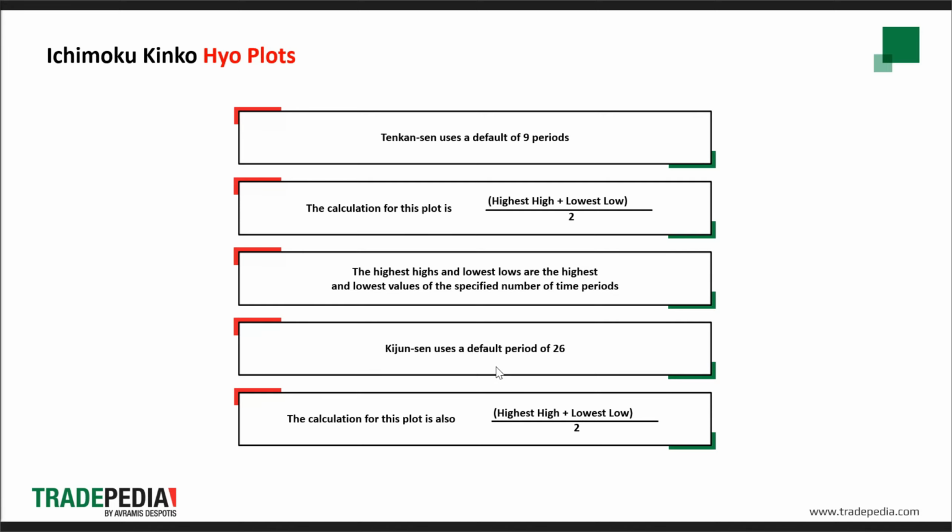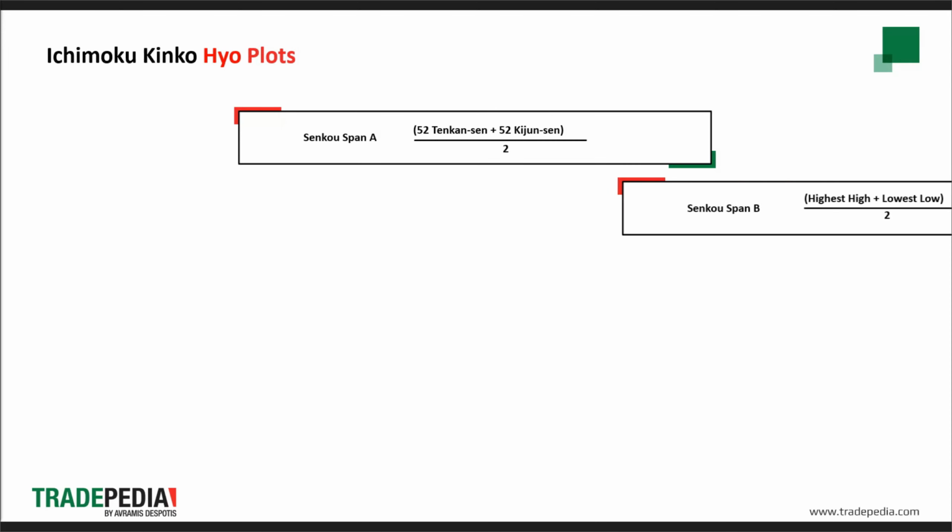And then for the Kijun-sen, if you remember, the Kijun-sen is the red line, the maroon line that is not engulfing the cloud. The default period is 26, but the calculation for the plot is the same: highest high plus lowest low divided by 2. So this is basically the calculation.